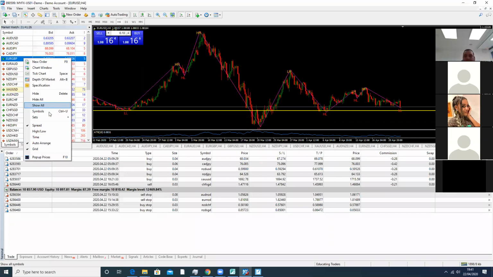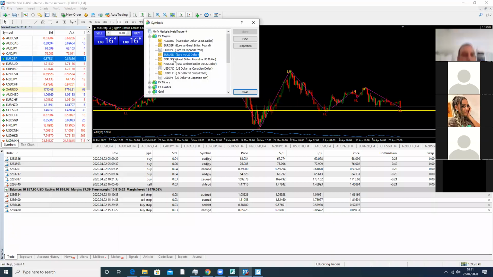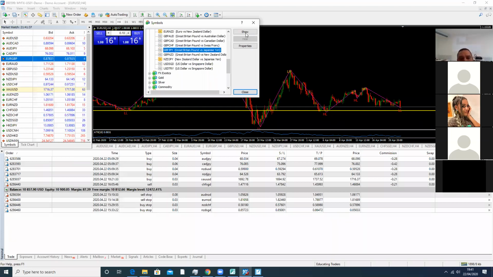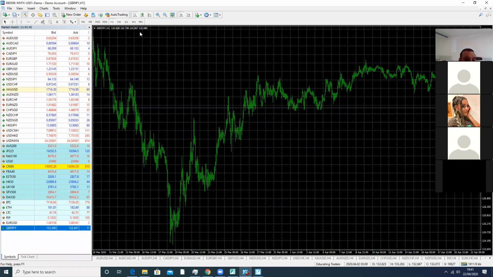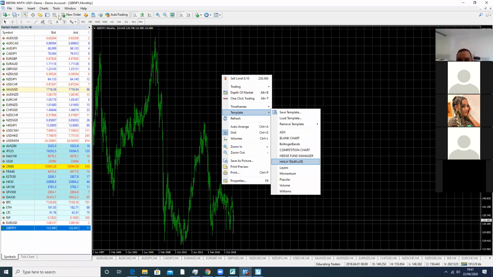So guys, there's a lot of potential, you know. GBP JPY, majors, minors. So GBP JPY. Okay, a monthly. My template. My supply and demand zones.